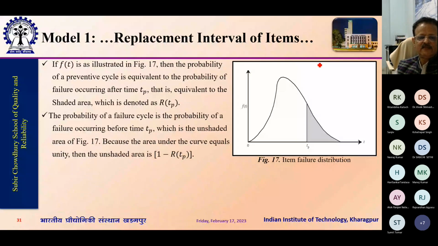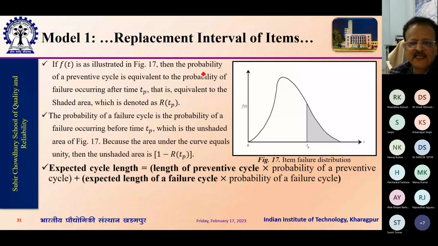This is again the same figure. How to model this? The expected length of the preventive cycle and the probability of occurrence of the preventive cycle is nothing but the probability of not seeing failures, which is the reliability over a period of time. And the expected length of the failure cycle is the mean time to failure once the unit is undergoing preventive replacement, which we denote as capital M suffix TP, the MTTFP computed for an item.